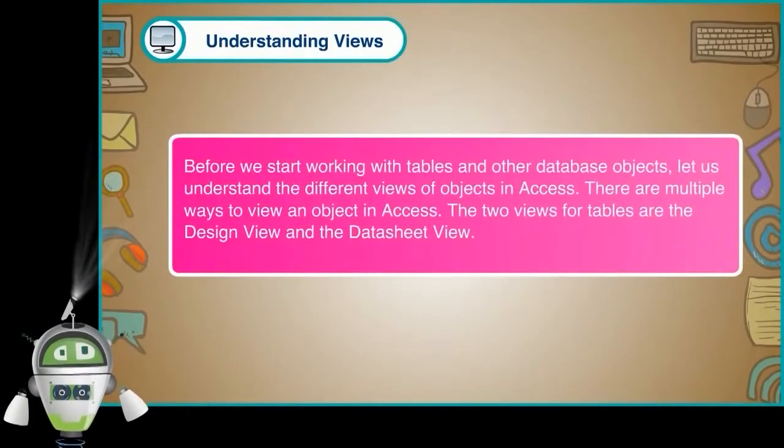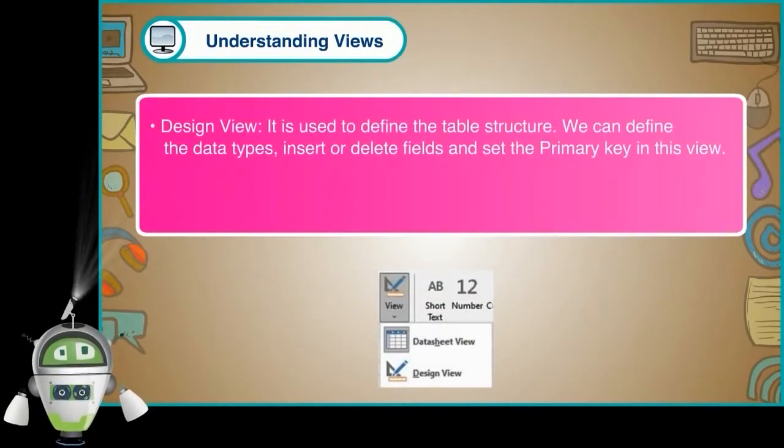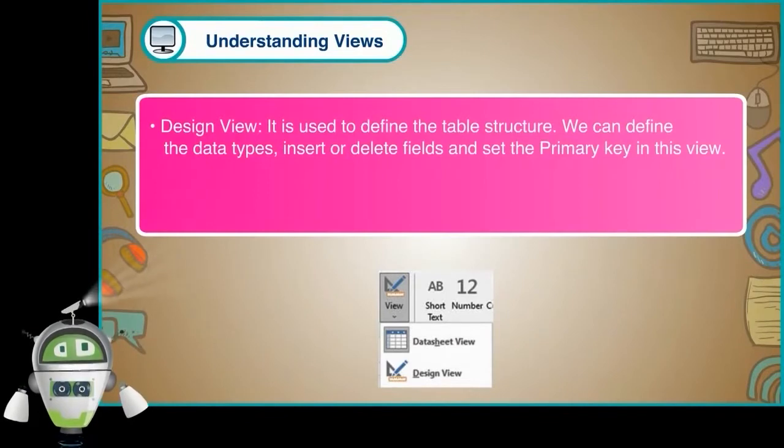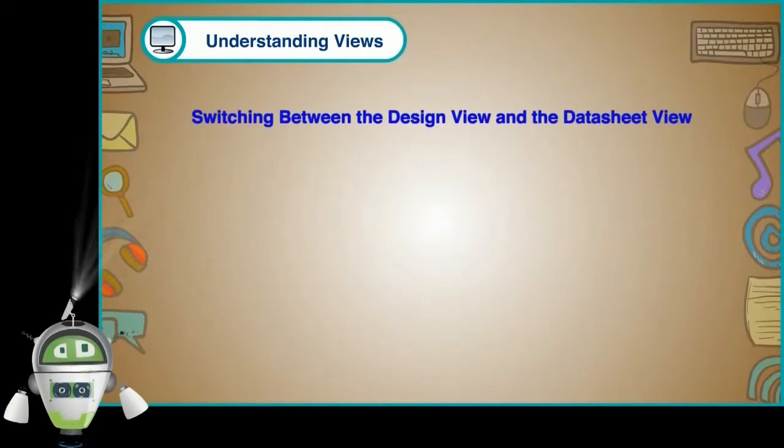Understanding views. Before we start working with tables and other database objects, let us understand the different views of objects in Access. There are multiple ways to view an object in Access. The two views for tables are the Design view and the Data Sheet view. Design view is used to define the table structure. We can define the data types, insert or delete fields, and set the primary key in this view. Data Sheet view is used to enter and view the data for the records to be saved in a table.